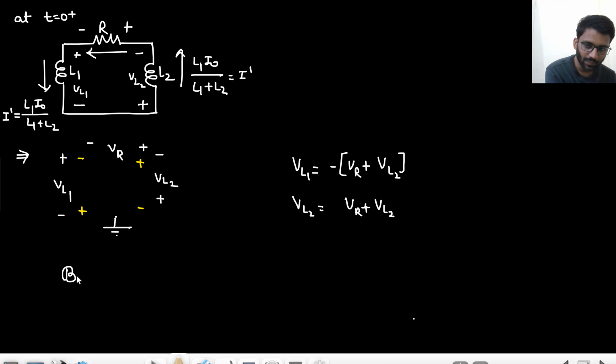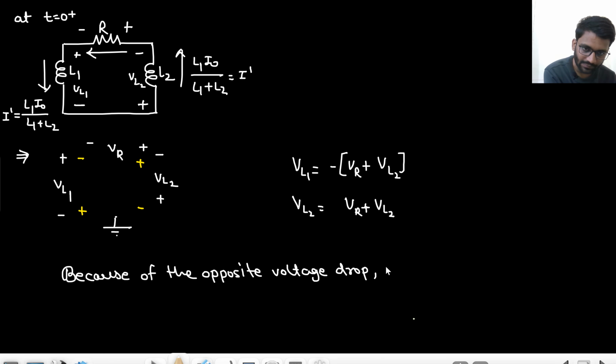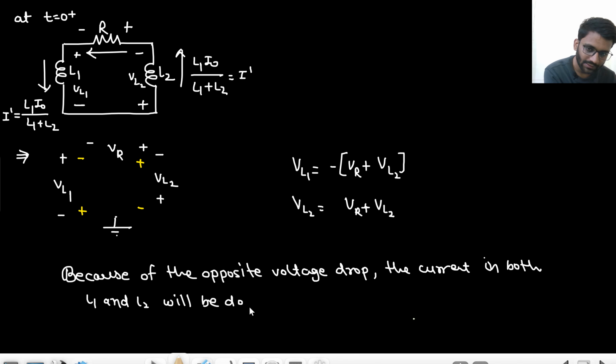Because of the opposite voltage drop, the current in both L1 and L2 will be decreasing and goes to 0 at steady state.